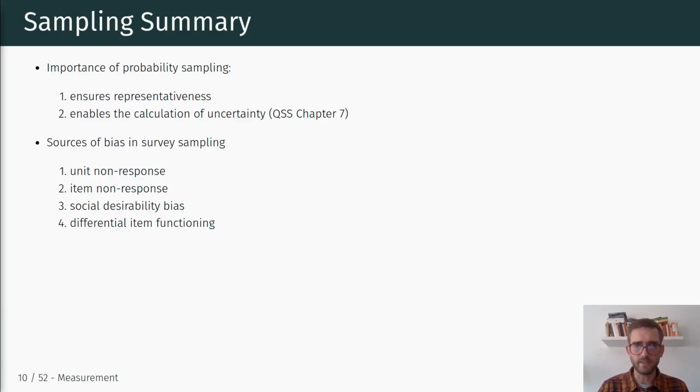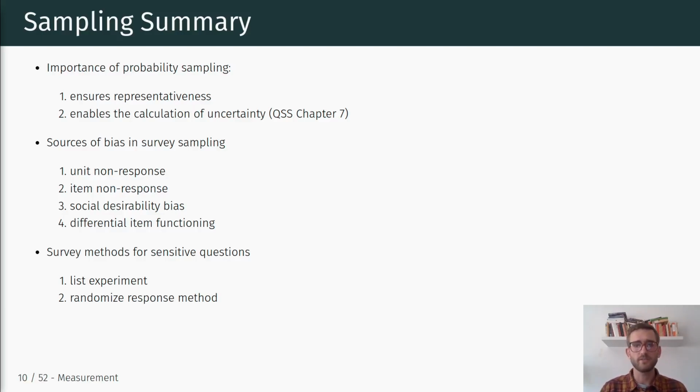But there are lots of sources of bias. I went through them relatively quickly, but they're also described in the chapter, from unit non-response, individual respondents not volunteering to participate in the survey, to item non-response, people just don't want to answer a certain question. We have social desirability bias with regard to specific responses, or we have something that is called differential item functioning, which basically describes that, for example, if you're trying to measure political knowledge or some concept like that, certain questions to measure political knowledge might be harder for some people and easier for other people. And so these differences in how difficult a certain item is can also bias our result, right?